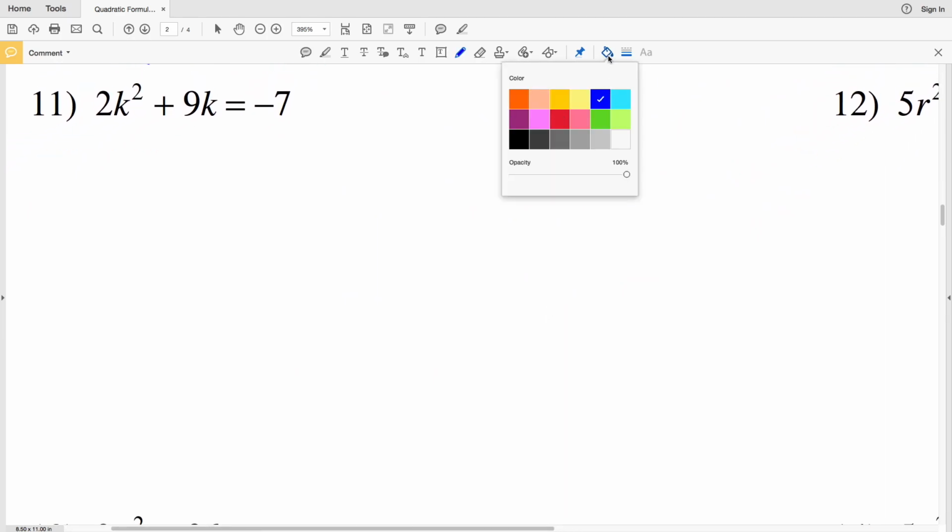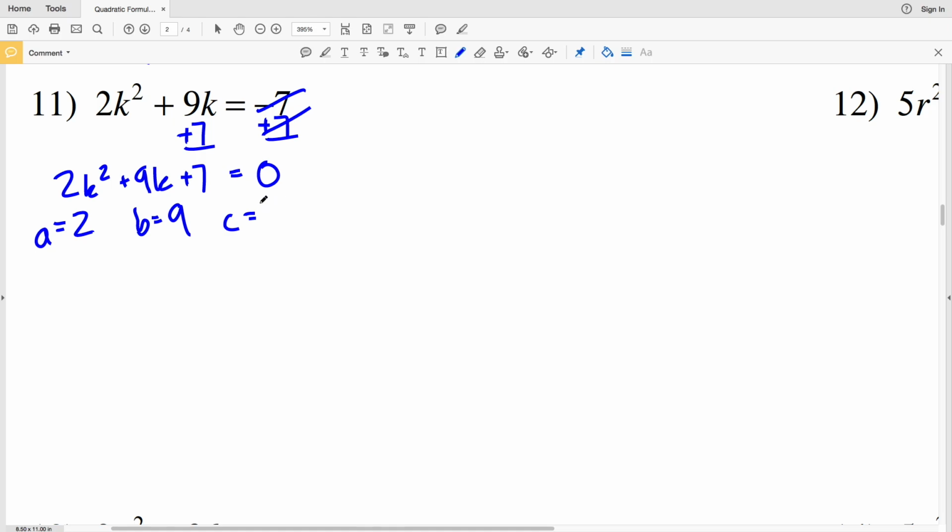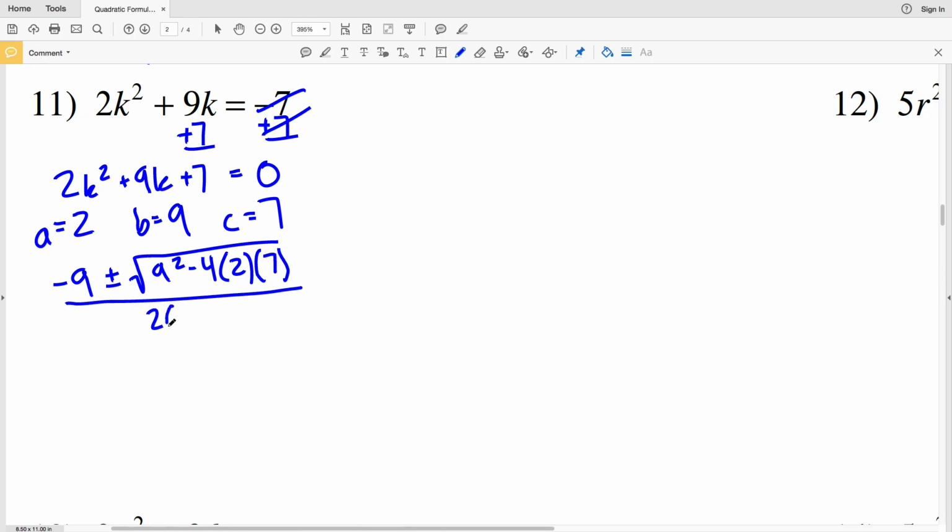Continuing on to number 7, I'll have to add 7 to both sides in order to get this quadratic equal to 0. So I'll have 2k squared plus 9k plus 7 equal to 0. My a value is positive 2, my b value is a positive 9, and my c value is a positive 7. So I'll have the opposite of b, plus or minus the square root of the quantity b squared, minus 4 times a times c, all over 2 times a.